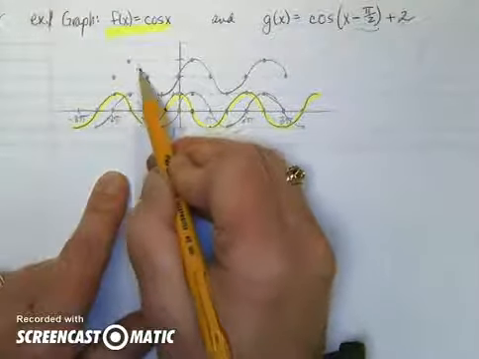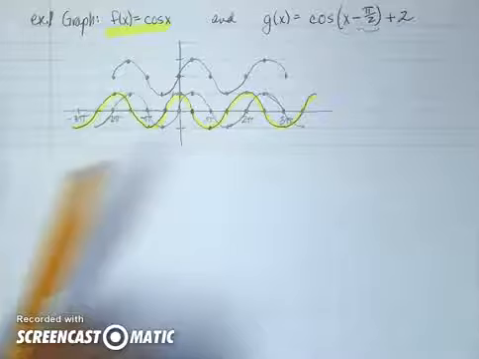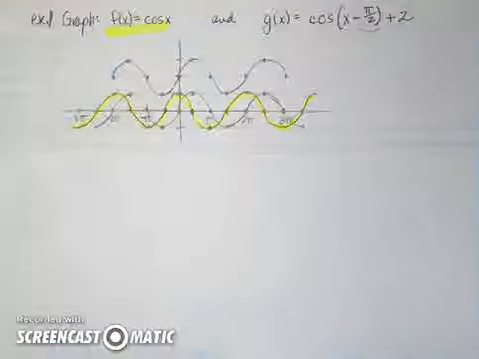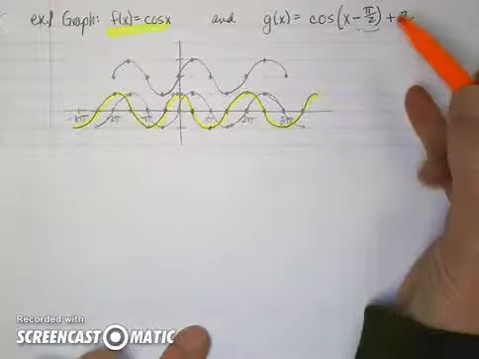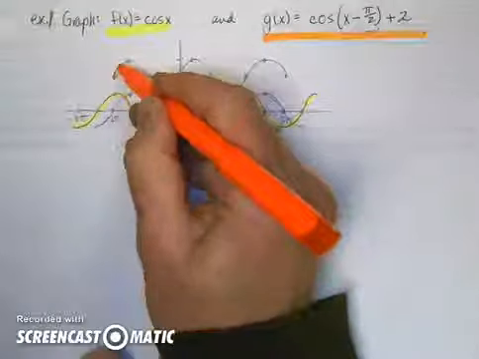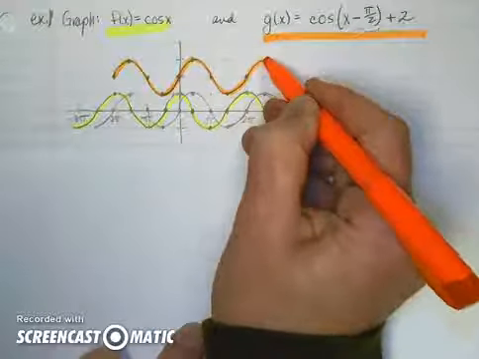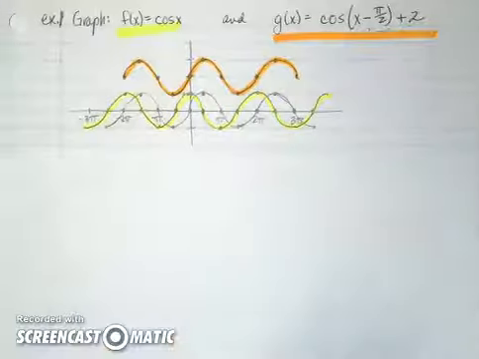Here we go. That is my new g function. That is the new cosine function right here, that one. And so I would denote that. And you'll do this on your homework. You'll graph both the f function and then the g function, and I want to be able to see which is which.